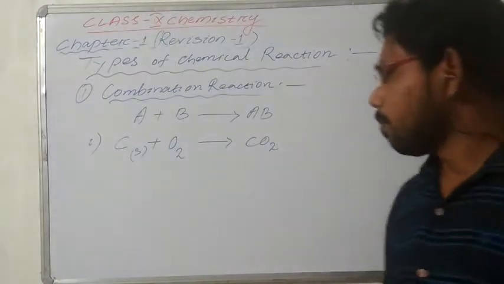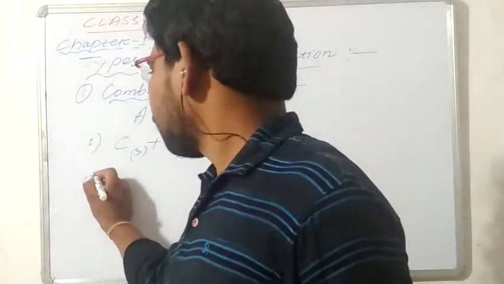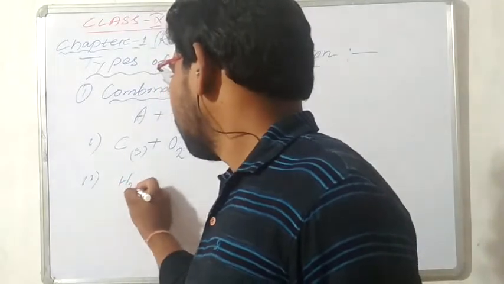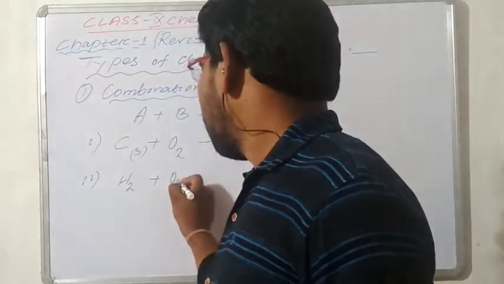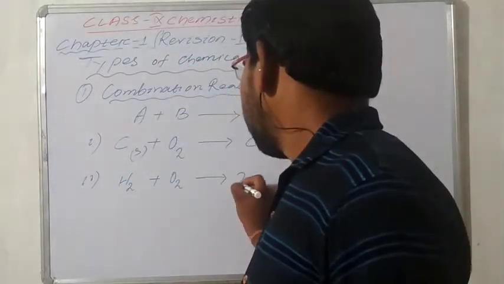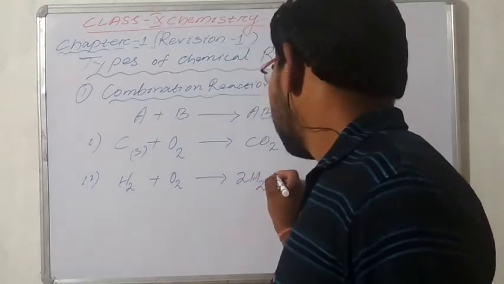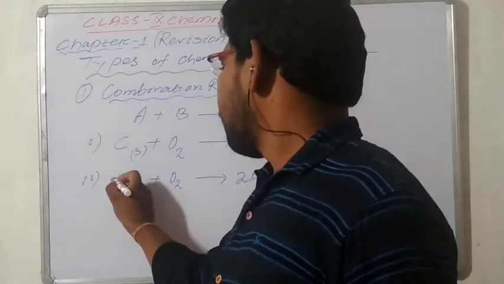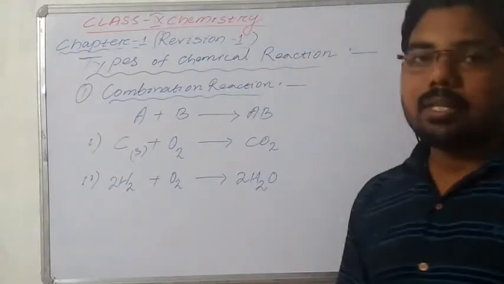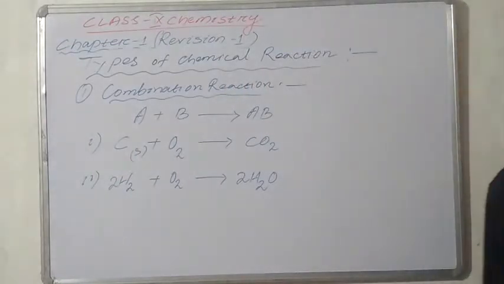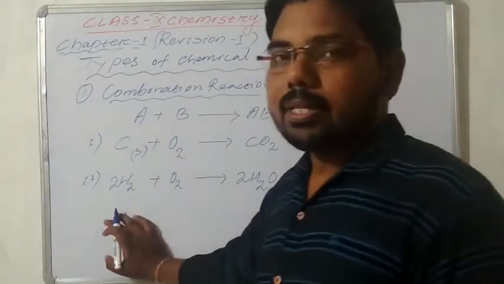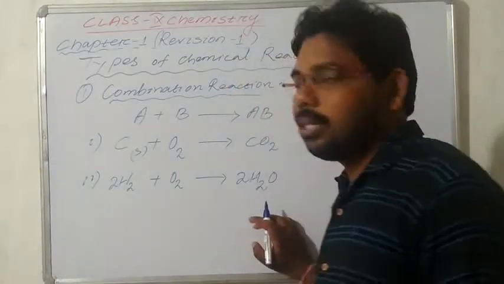Another one is H2 plus O2 to form 2H2O. So this is also a combination reaction. In a combination reaction, what happens? Two reactant substances are combined to form a single product.